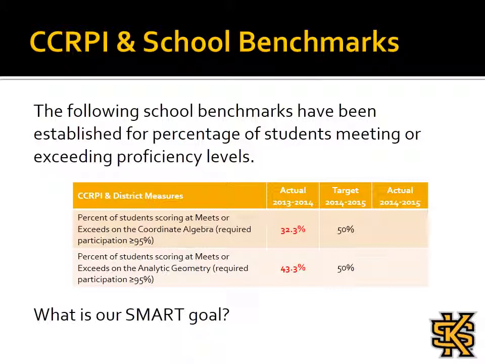Essential questions that must be answered are: what instructional strategies will we implement to achieve our goal? What outcomes do we expect to achieve along the way? And how will we know if we've met our outcomes and achieved our goal?